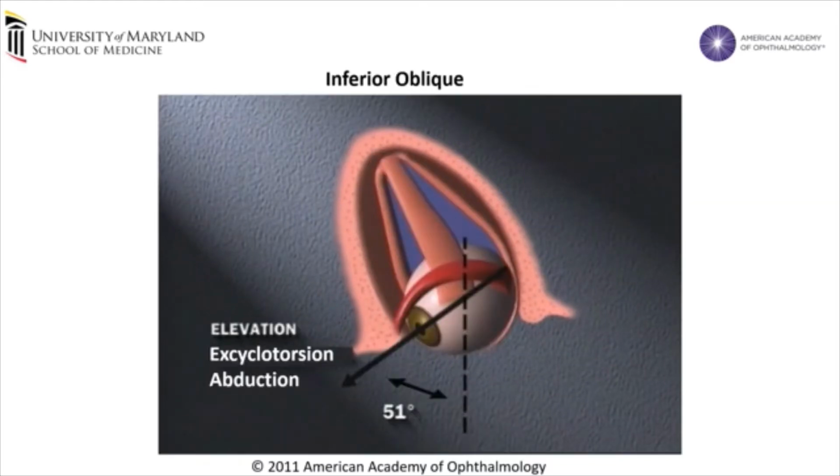The primary action of the inferior oblique is excyclotorsion. Secondary actions are elevation and abduction. The inferior oblique is best tested in adduction, where it functions primarily as an elevator.